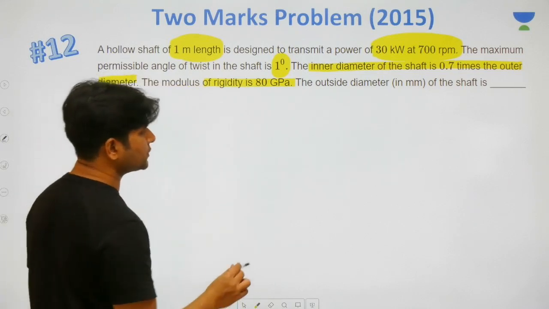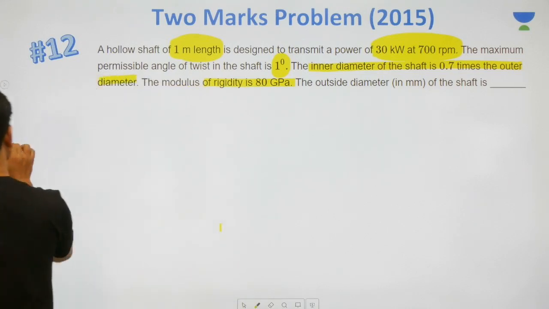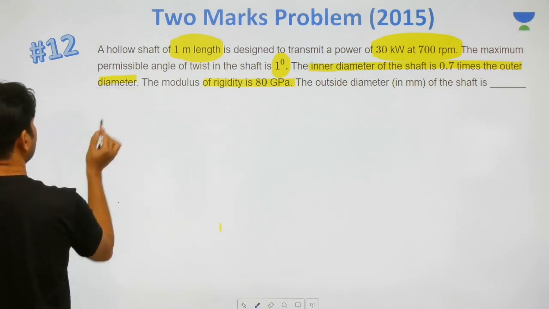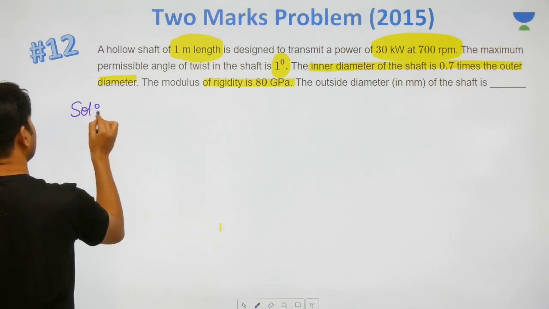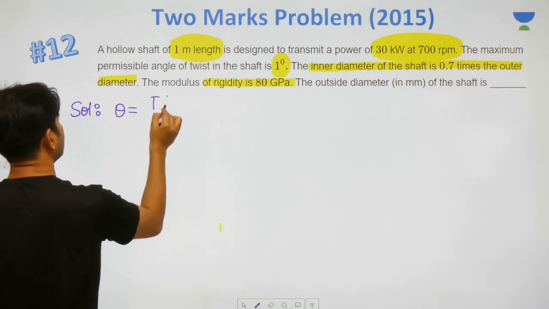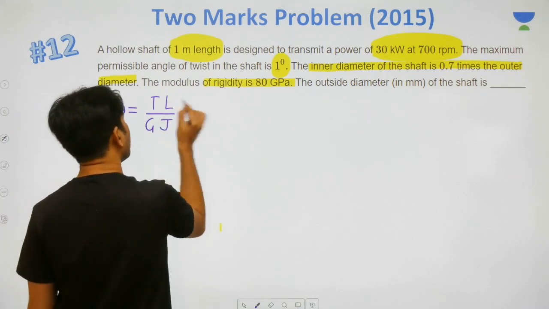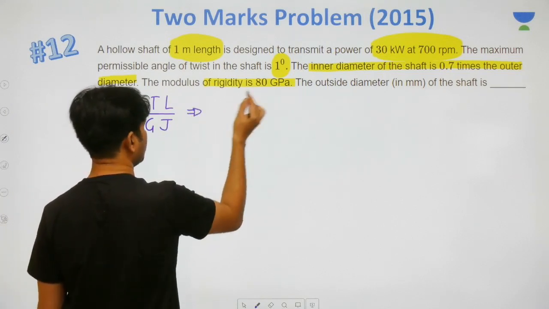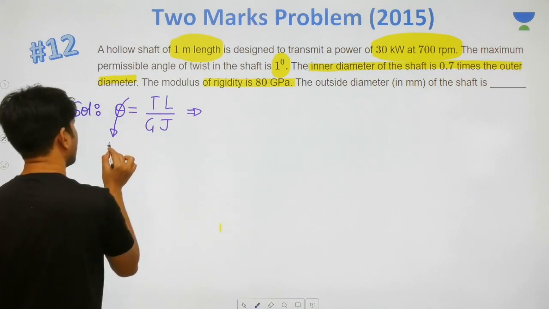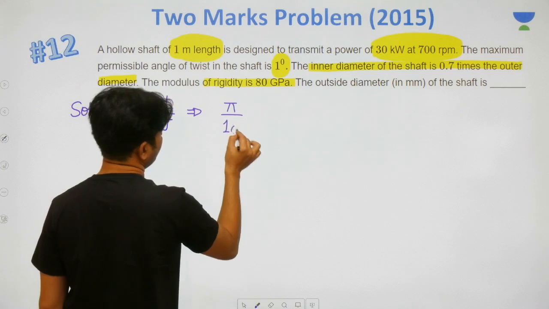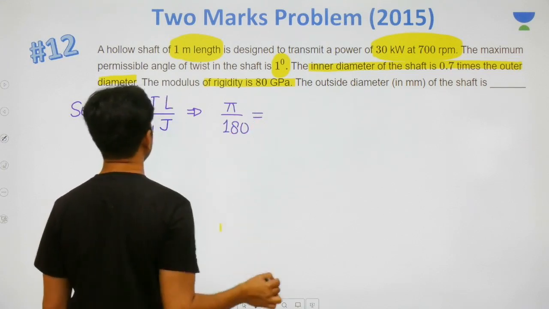So because the angle of twist is given here, naturally we are going to start with the angle of twist formula. Angle of twist formula is nothing but TL by GJ. Now theta is given to us as 1 degree. Let us change that to radian. If we change it to radian, we get pi by 180.